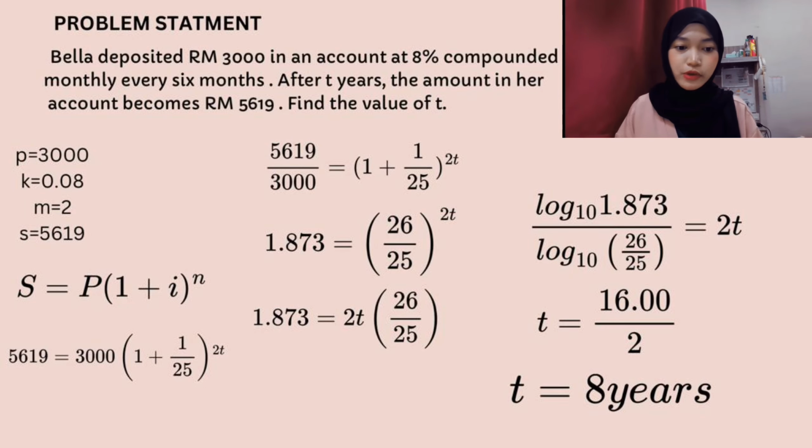Question 1. Bella deposited 3,000 in an account at 8% compounded every 6 months. After 3 years, the amount in her account becomes 5619. Find the value of T.